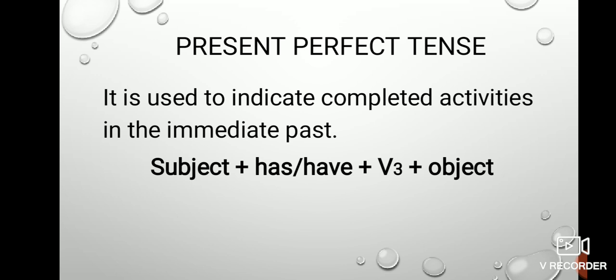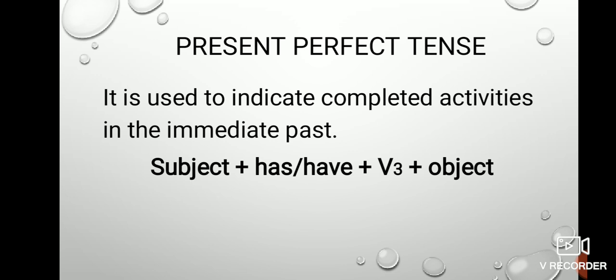The sentence formation of present perfect tense: as usual it starts with the subject, then it should be followed by has or have, then followed by the v3 verb, and then the remaining part of the sentence. So the subject along with has or have is compulsory in present perfect tense, followed by the v3 verb. What is the v3 verb? Present, past and past participle, that is the v3 verb. The past participle form of the verb is what we call the v3 verb.